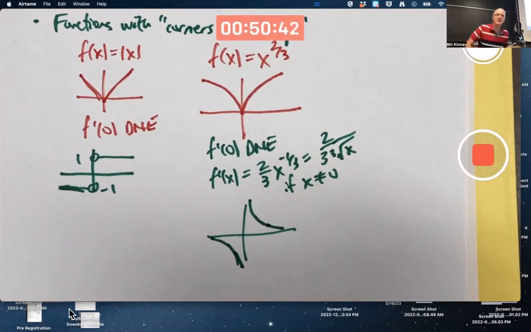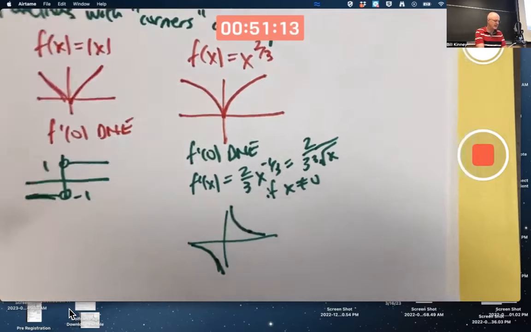There are some functions that are defined everywhere, continuous everywhere, and don't have corners or cusps, but are not differentiable at certain points. Say it again. There are functions, I'm about to show you one, that are defined everywhere, continuous everywhere. You can draw the graph without picking up your writing utensil, and don't have any corners or cusps, yet fail to be differentiable. How can such a thing be?